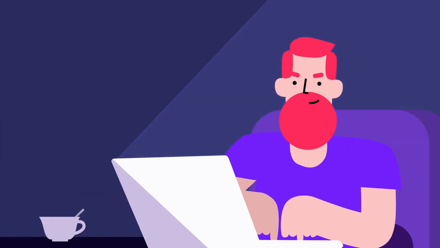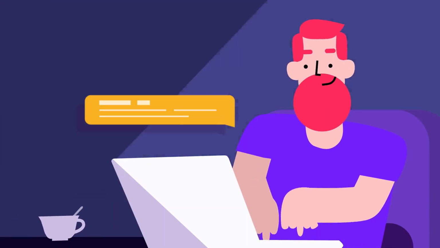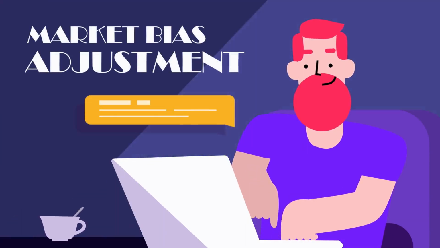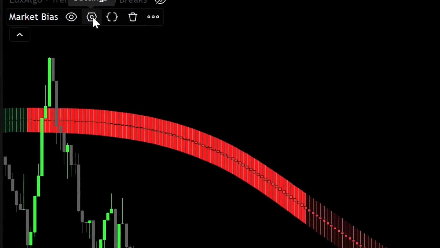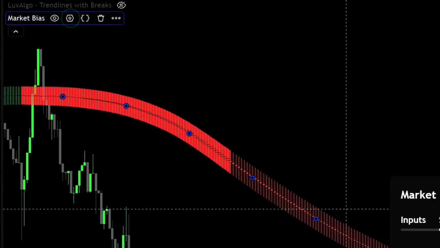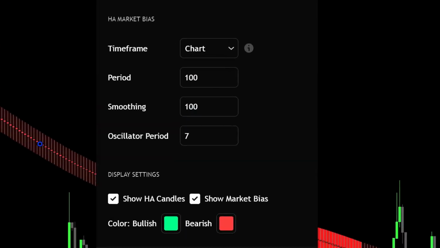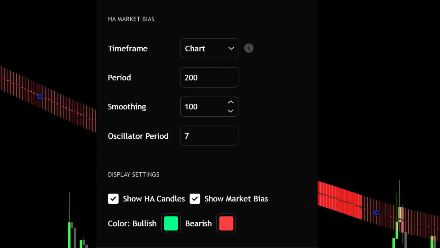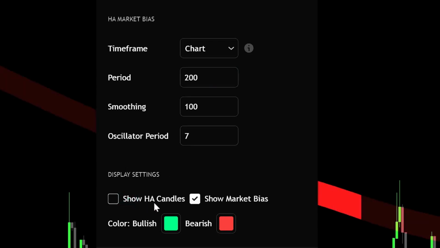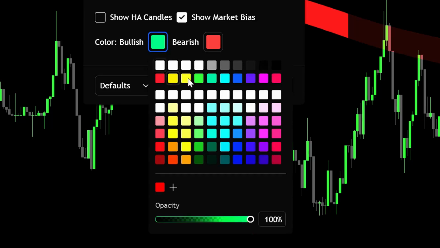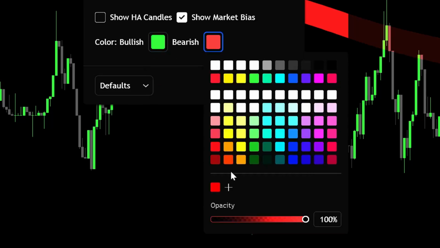Now we want to make sure it's showing us the bigger picture, the longer term trend, to keep us on the right side of the market. So let's tweak the settings. Go to the market bias settings in the input section. Leave the time frame set to chart, but change the period to 200. This tells the indicator to look at a longer period of price data, giving us a clearer view of the overall trend. Leave the smoothing and oscillator period as they are. Then turn off the HA candles, and of course, make sure those colors are green for uptrend and red for downtrend.